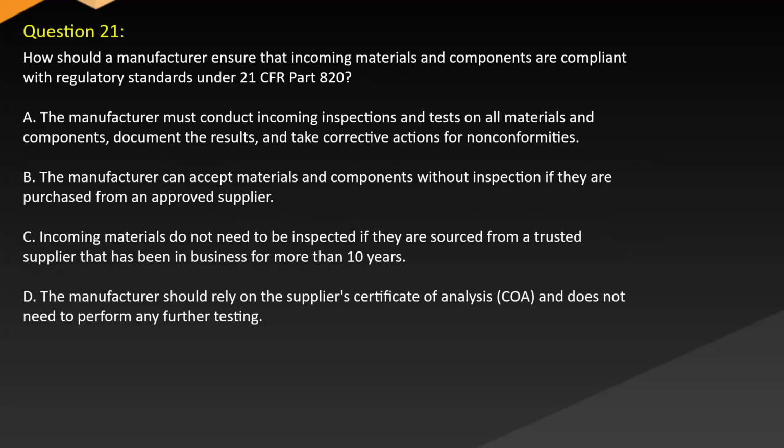Question 21. How should a manufacturer ensure that incoming materials and components are compliant with regulatory standards under 21 CFR Part 820? A. The manufacturer must conduct incoming inspections and tests on all materials and components, document the results, and take corrective actions for non-conformities. B. The manufacturer can accept materials and components without inspection if they are purchased from an approved supplier. C. Incoming materials do not need to be inspected if they are sourced from a trusted supplier that has been in business for more than 10 years. D. The manufacturer should rely on the supplier's certificate of analysis (COA) and does not need to perform any further testing.